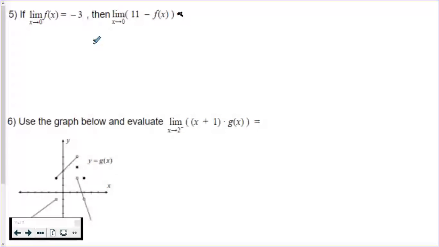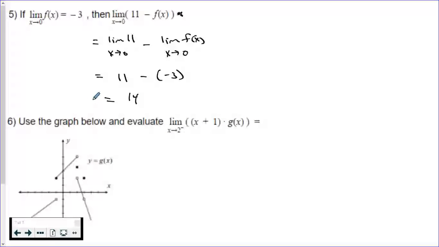Limit of a difference, difference of the limit. So you can rewrite this as the limit of 11 as x goes to 0 minus the limit of f(x) as x goes to 0. This first guy is a constant. Limit of a constant, constant itself. That's just 11. This next guy was given. So that's going to be -3. So you get minus 3, right? We learned in middle school that means add. So you're going to get 11 plus 3. So your answer is 14.